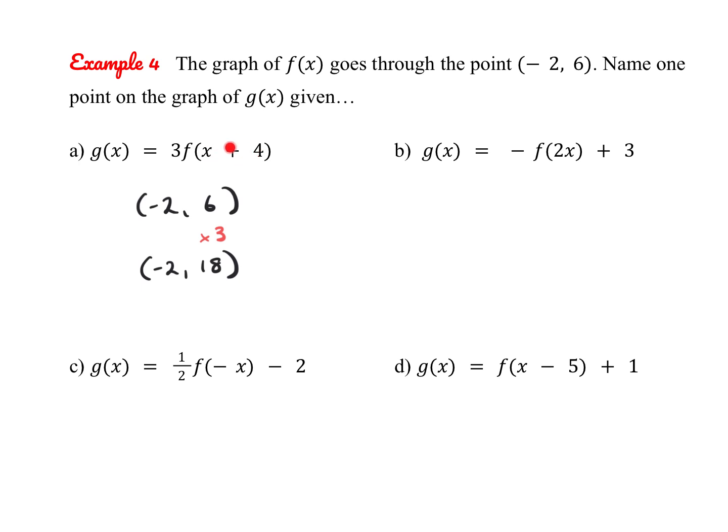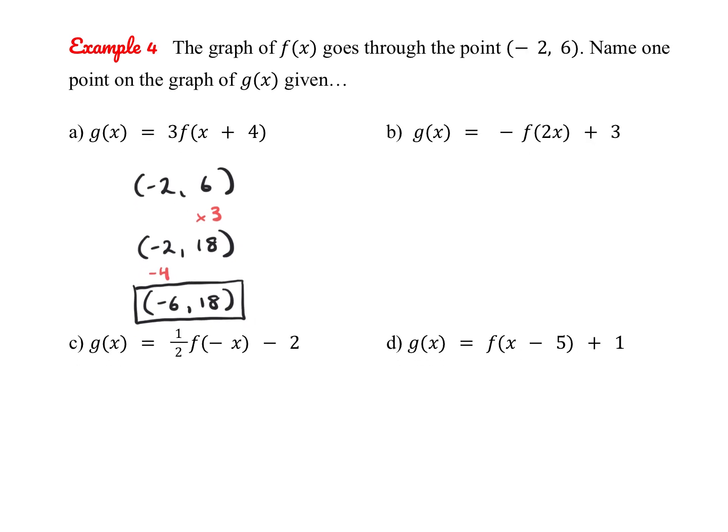And then this I see as a horizontal change. Now I know it says +4, but remember we always have to do opposite for it. So it's actually going to go to the left 4. So if I want to move this coordinate to the left 4, I'm actually going to subtract 4 from the x values because it's horizontal. So my transformed coordinate is going to be -6, 18. So especially when we're first learning with transformations, I think it's best to just do one transformation at a time. So first I multiplied my y values by 3, and then I subtracted 4 from my x values.